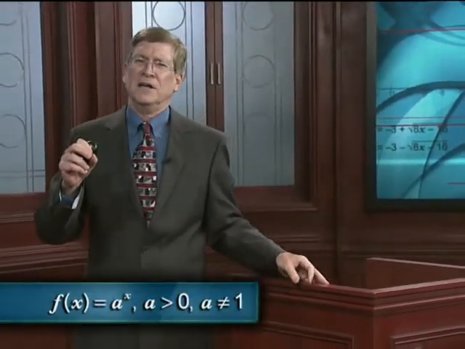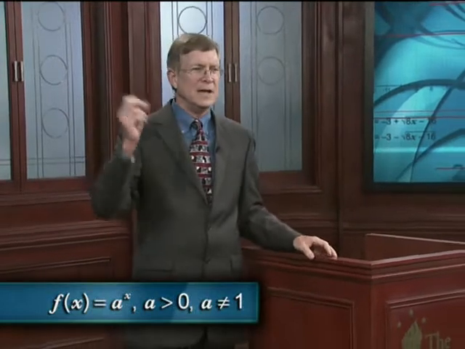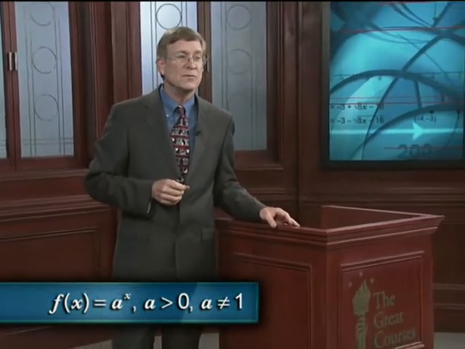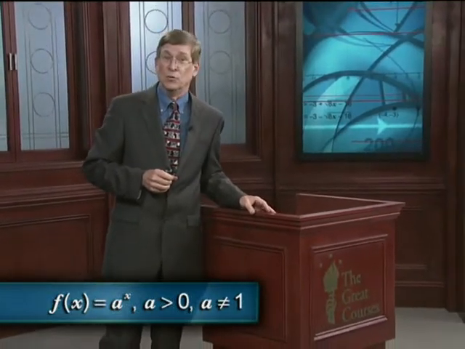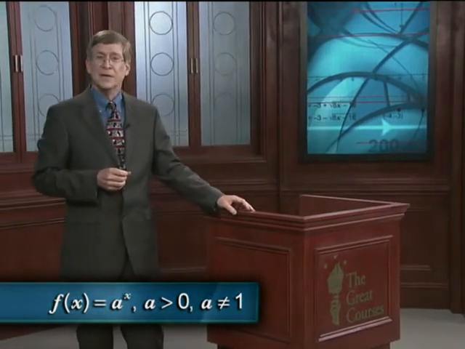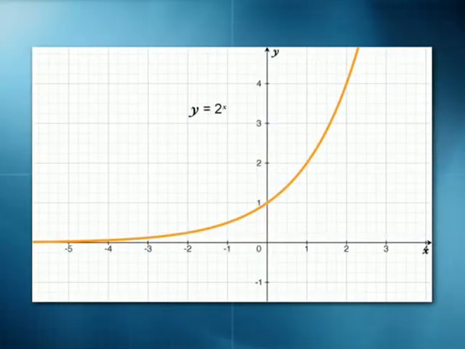Here's how it's defined. f of x is equal to a to the x, where a is a positive real number and a is not equal to 1. The base is never equal to 1. And that exponential function passes the horizontal line test. You'll remember what the graph of 2 to the x looks like. Here it is. 2 to the x passes the horizontal line test. So it will have an inverse.